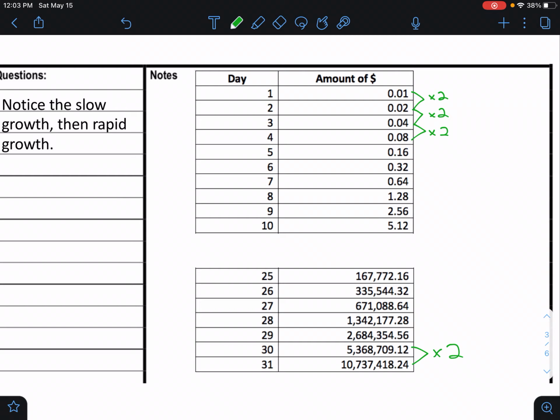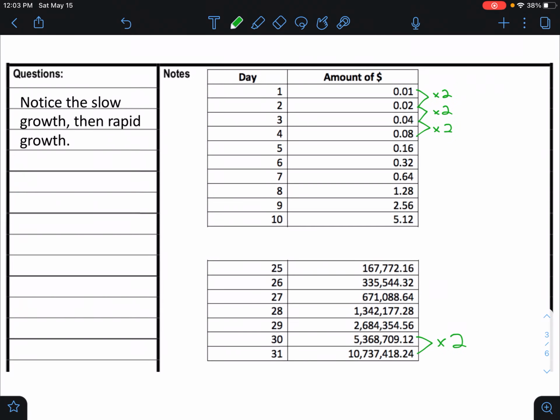Now, you'll see at the end of the month of May, you would have $10,737,418.24. So clearly, you would rather have that over $1 million. That's significantly more. But what happened? So this is multiplying a bunch of times by 2.